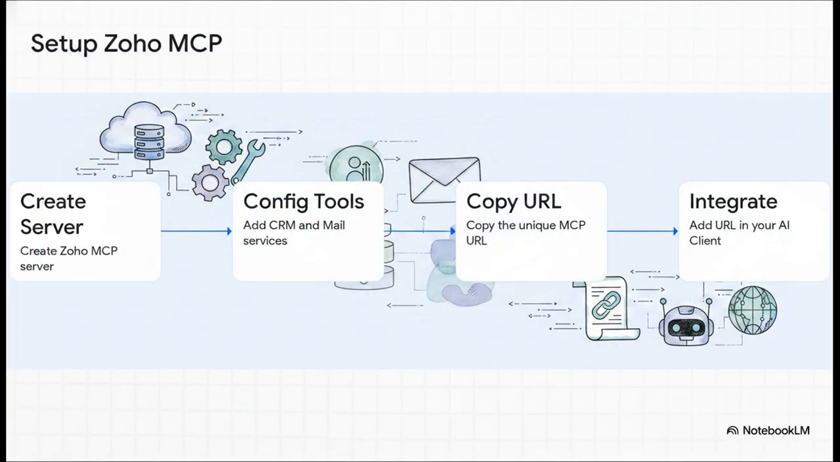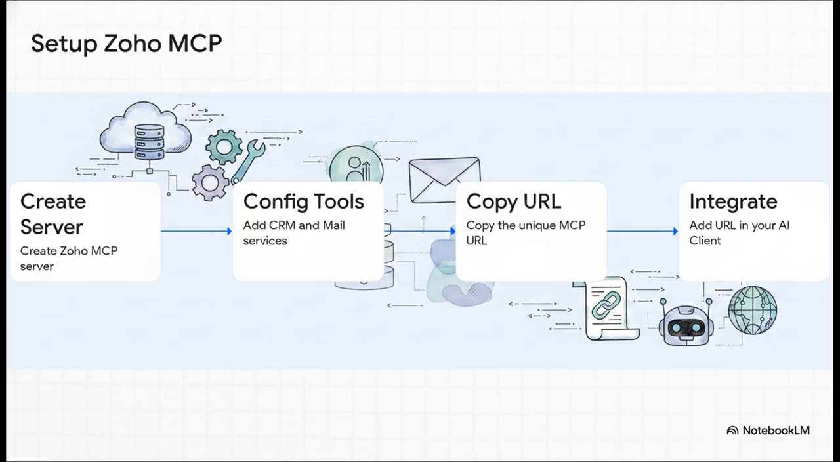Walk through automating client onboarding. So, here is exactly how you implement this step by step. First, you navigate over to your Zoho MCP console and create a new server, giving it a nice descriptive name. Second, you just click Config Tools to add your services. Third, you click the Connect tab and copy your unique MCP URL. And finally, you navigate to the settings in your AI client, like Claude for instance, and just add that URL right in as a new integration. Boom, done.